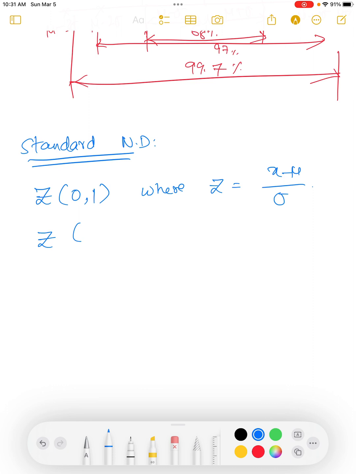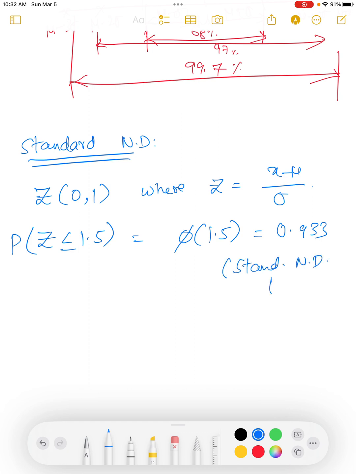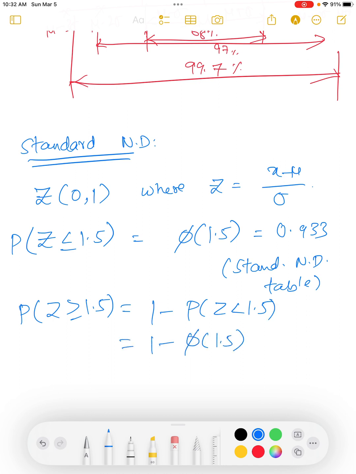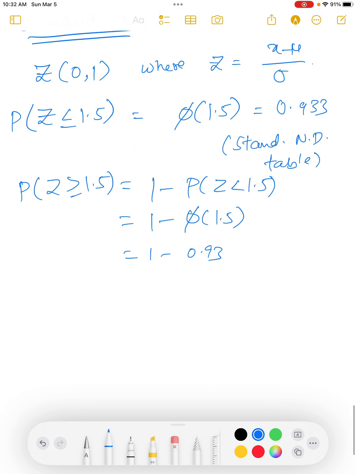Probability of z less than 1.5 means phi of 1.5. From the standard normal distribution table we can directly find the 1.5 value, so it's 0.933. For example, for the same value, if z is greater than or equal to 1.5, we can get it using the negative standard normal distribution table, but we can also do 1 minus P of z less than 1.5, that is 1 minus phi of 1.5, that is 1 minus 0.93. Okay, this is how we've calculated.